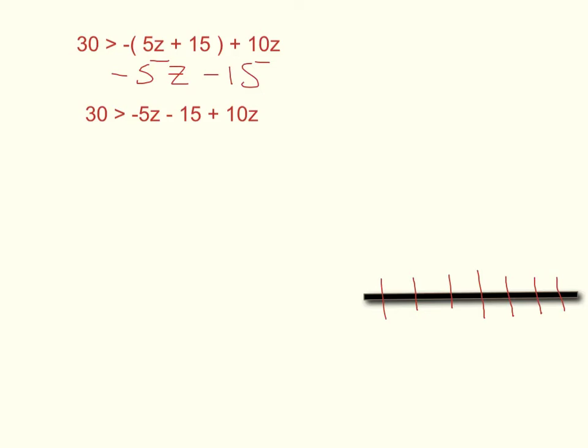Next we're going to combine like terms, but the like terms are on the same side of the inequality, so you can just add them together. So it'd be 10z plus a -5z, which would end up being a 5z. So now we have 30 is greater than 5z minus 15, so we want the z on the side by itself, so we're going to add 15 to both sides.